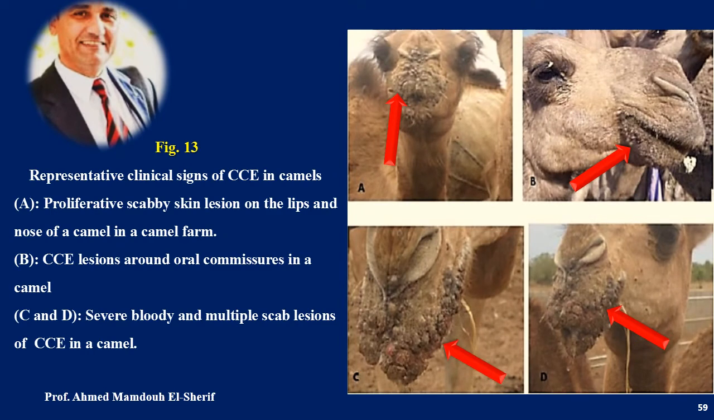This collective figure showed representative clinical signs of camel contagious ecthyma in camels, where in figure A, proliferative scabby lesions on the lips and nose of a camel in a camel farm. Figure B showed camel contagious ecthyma lesions around oral commissures in the camel. In pictures C and D, severe bloody and multiple scabby lesions of camel contagious ecthyma are shown.